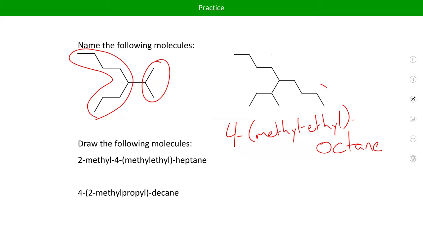Same thing here. I'm going to force you to use parentheses by just making one of them really long. You have to make that your parent molecule. If that's your parent molecule, your branch has to have a branch.